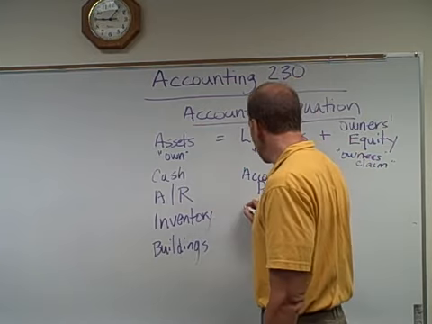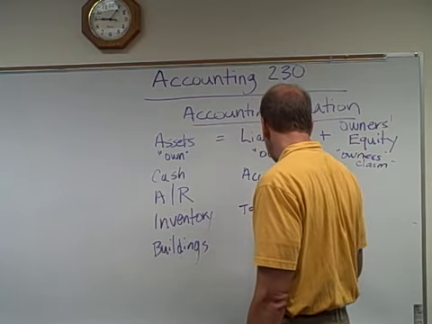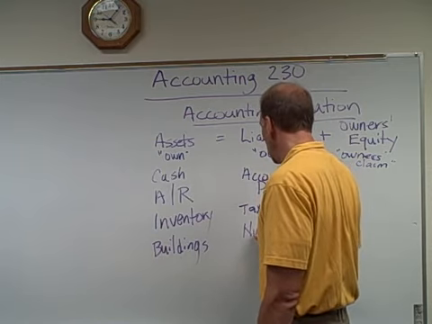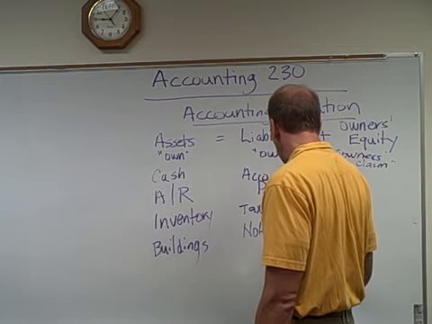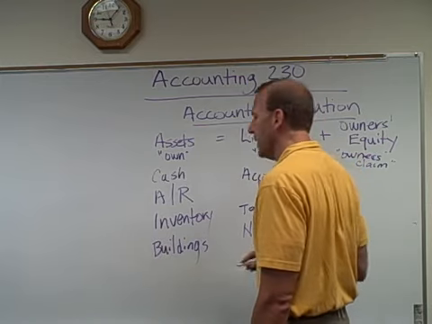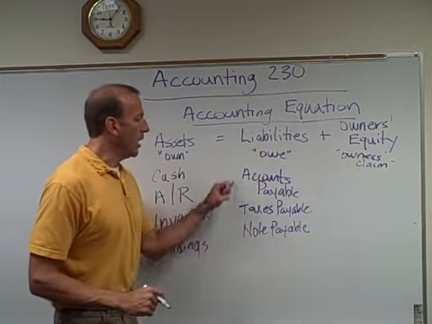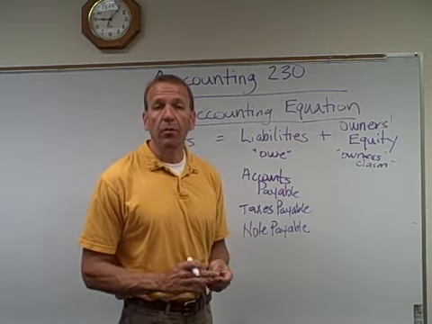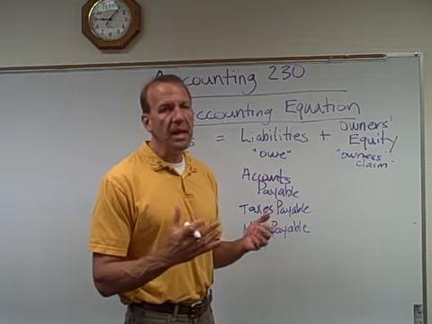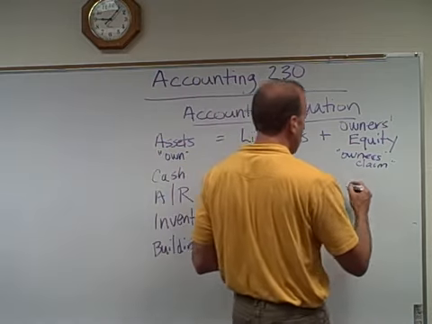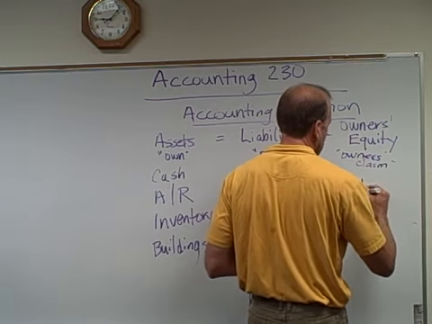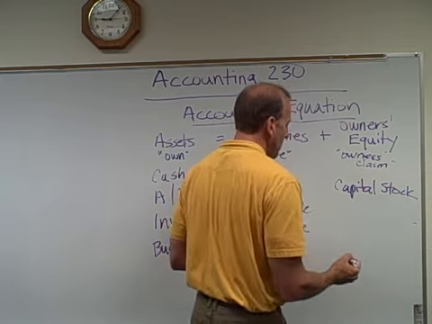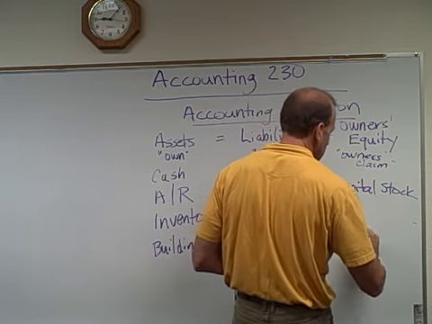Okay, other liabilities would be such things as taxes payable. If we have a loan, we might have a loan or note payable. Okay, so these are all items that we owe money on. Okay, now on to owner's equity, the owner's claim. Well, for a corporation, there are two main owner's equities. We've got our capital stock, our capital stock and our retained earnings.